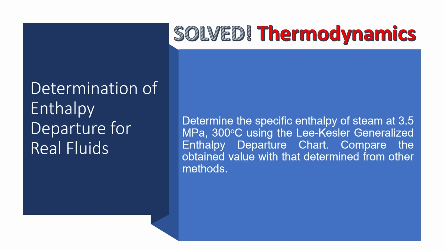Determine the specific enthalpy of steam at 3.5 megapascals, 300 degrees Celsius, using the Lee-Kessler generalized enthalpy departure chart. Compare the obtained value with that determined from other methods. Let's go ahead and solve this problem.